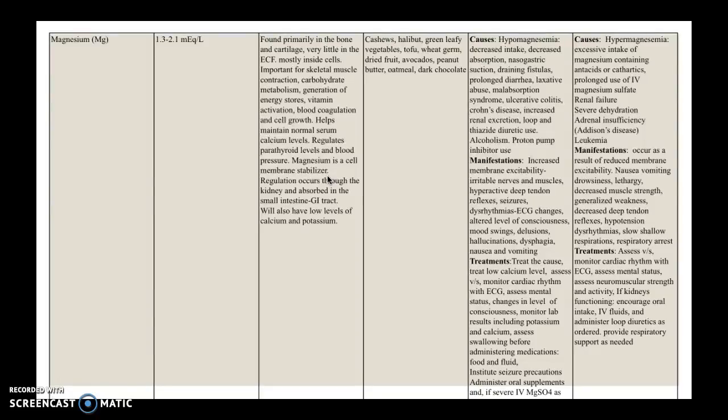So the causes are almost all related to problems with absorption in the GI tract: diarrhea, decreased malabsorption syndrome, laxative use, Crohn's disease, but also renal problems with the kidneys, use of diuretics and some other medications. So the low magnesium is going to cause increased membrane excitability.